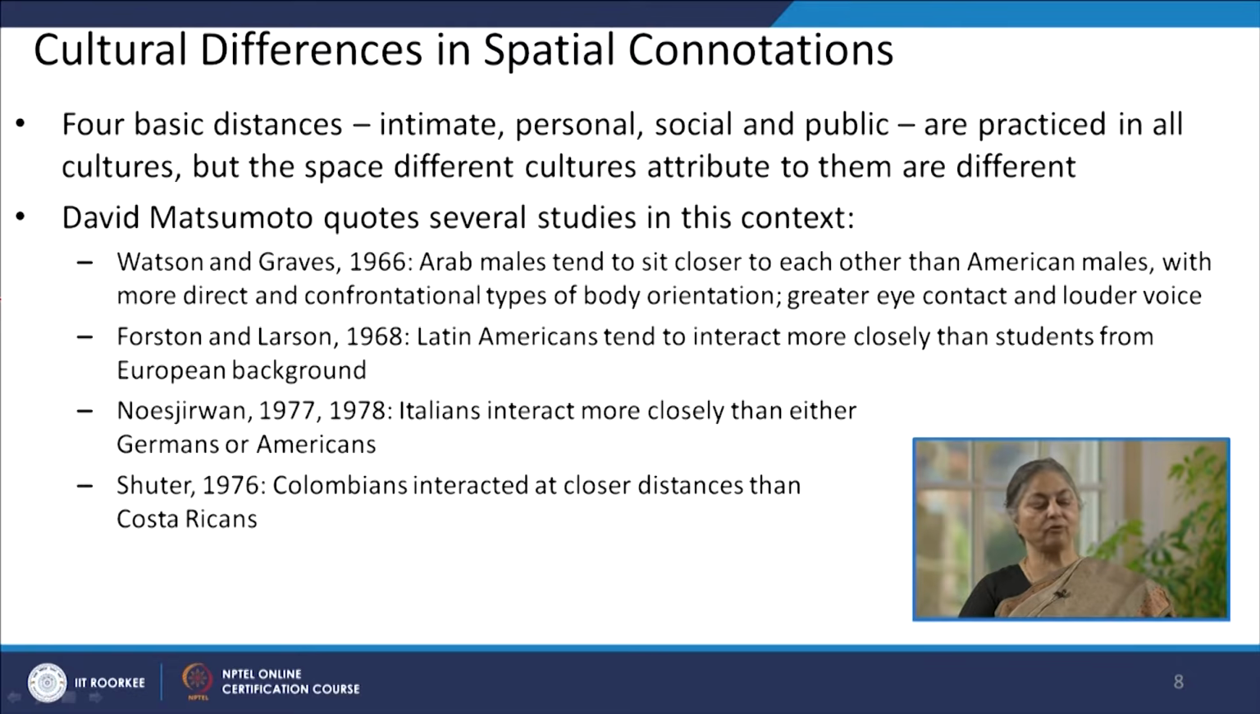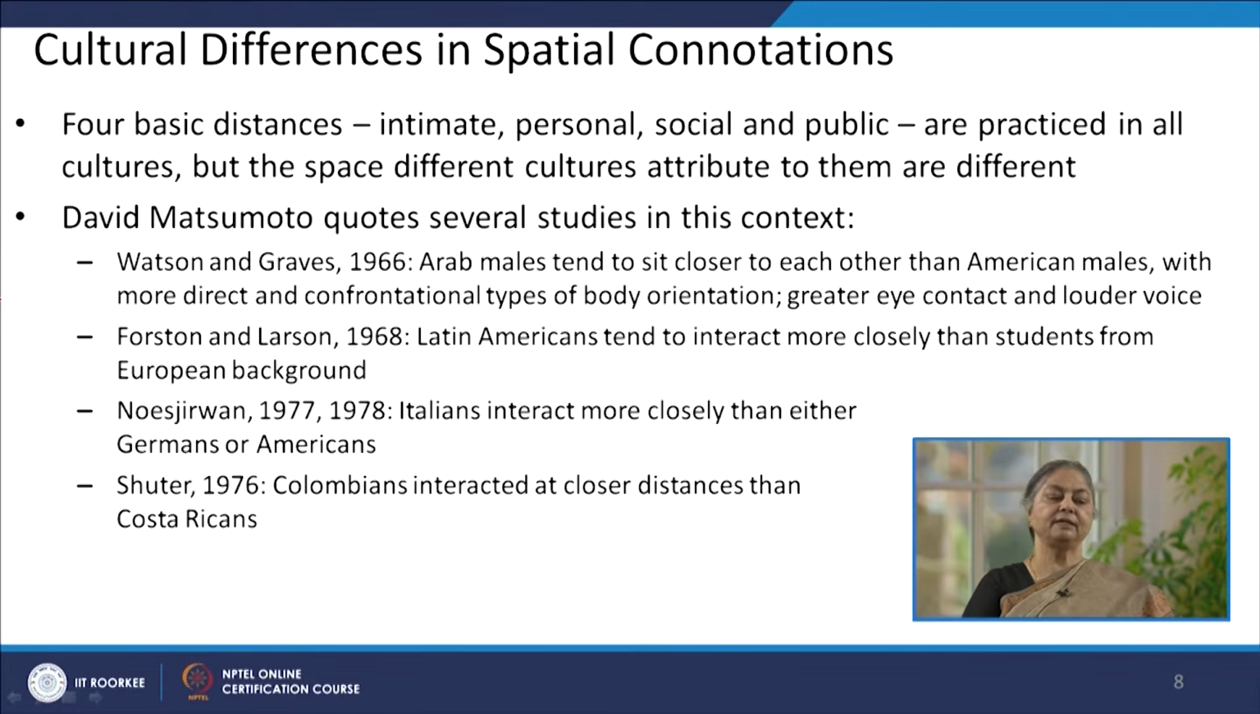He has also quoted a study by Norse-Johan which was conducted in 1977 and 78 and which had found that Italians interact more closely in comparison to either Germans or Americans. Another study which David Matsumoto has quoted is the 1976 study by Schutter, in which he had said that Colombians interacted at closer distances than Costa Ricans.